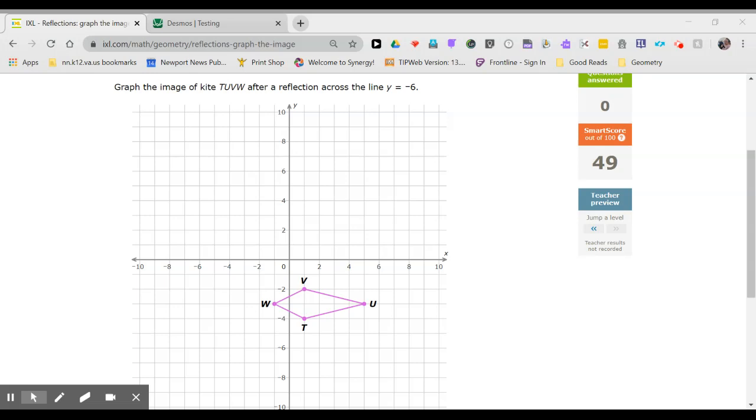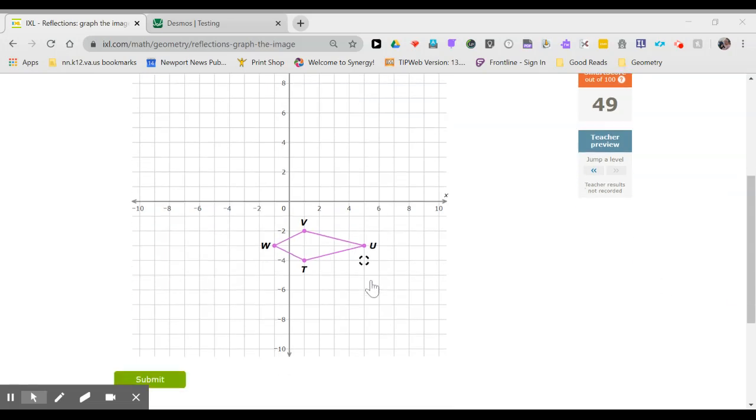I'm going to be using Desmos as my scratch paper, if you will. It's where I'm going to show my work, so you can follow along with me on Desmos. This image is a kite, TUVW, and I need to graph the reflection across the line y equals -6.